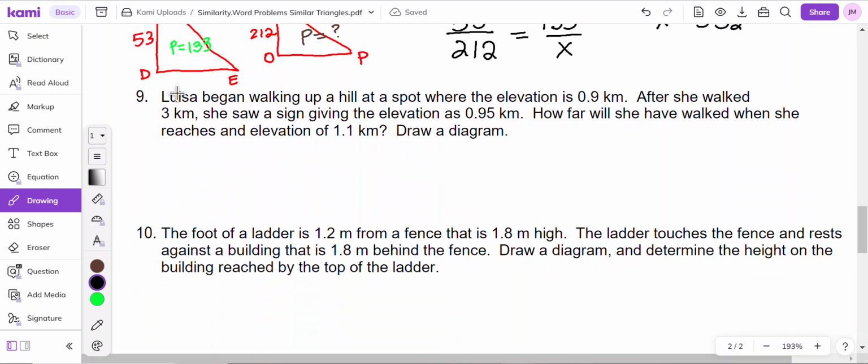All right, Luisa began walking up a hill at a spot where the elevation is 0.9 kilometers. After she walked 3 kilometers, she saw a sign giving the elevation as 0.95 kilometers. How far will she have walked when she reaches an elevation of 1.1 kilometers?